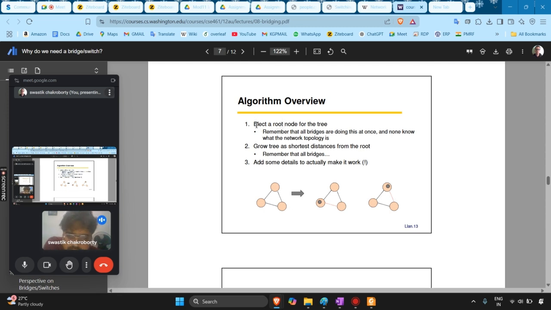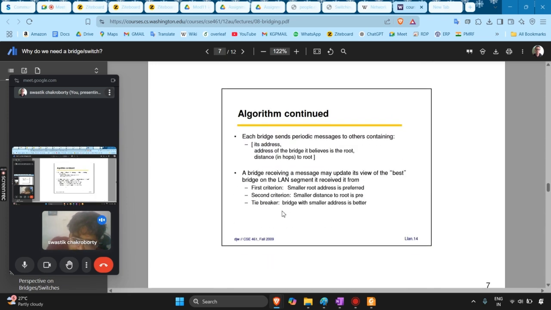So how does the spanning tree work? For spanning tree, you elect a root node for the tree. So you elect a particular node to be the root node. Now you grow the tree as the shortest distances from the root. So you take a particular root, and then you grow the tree from that root.